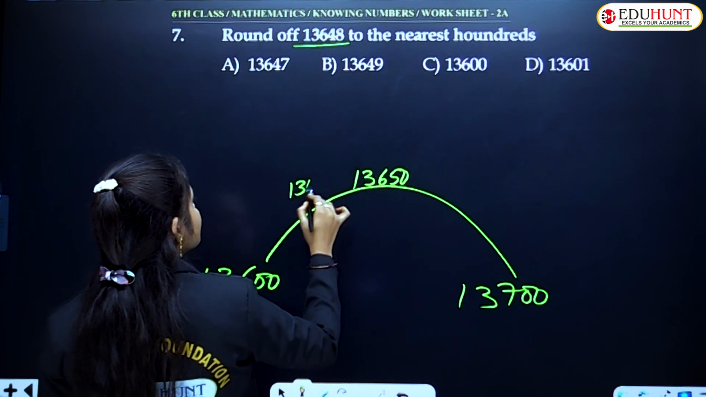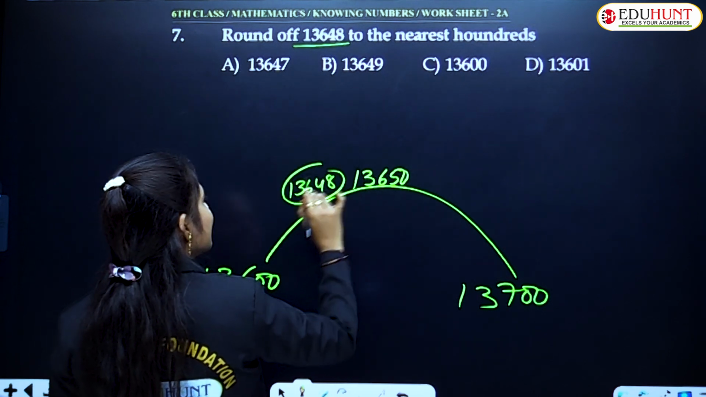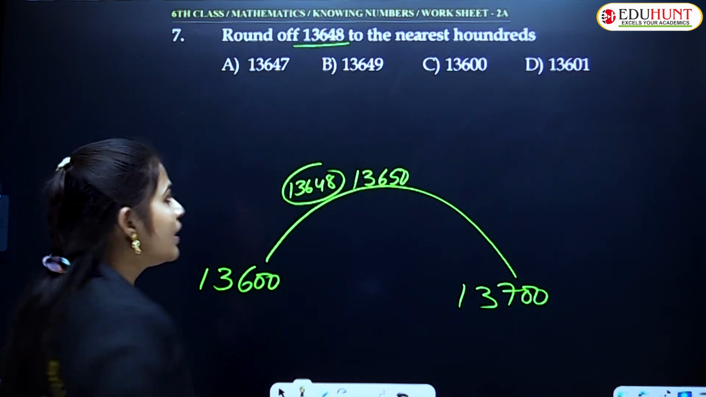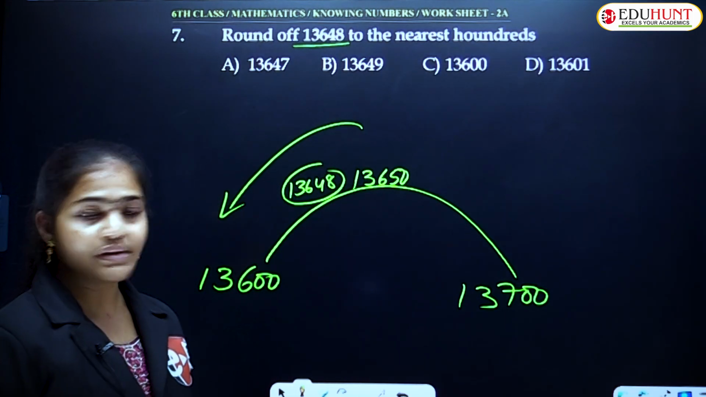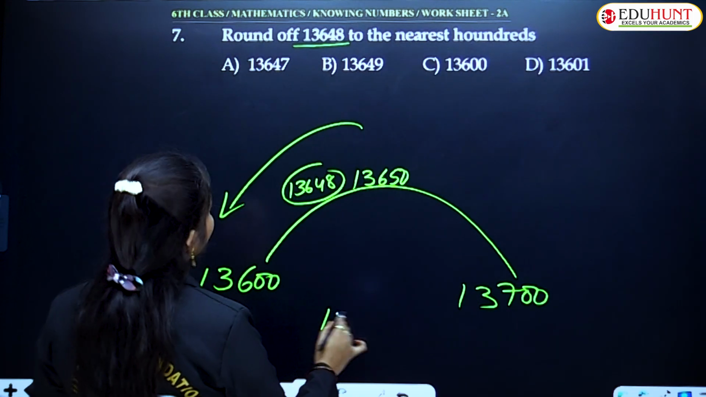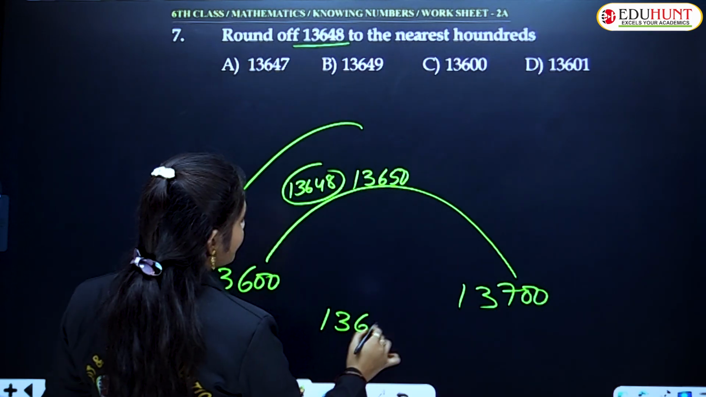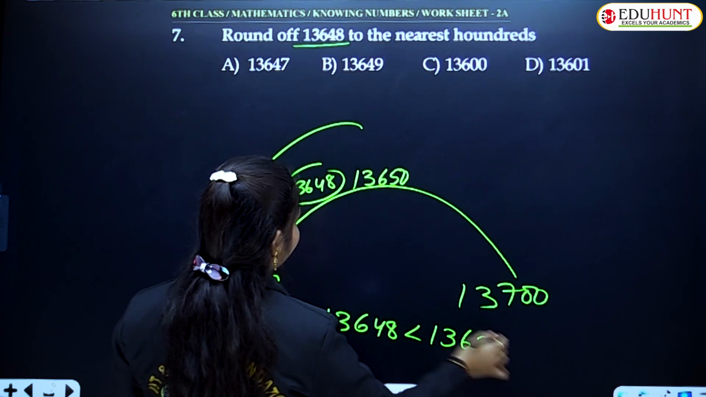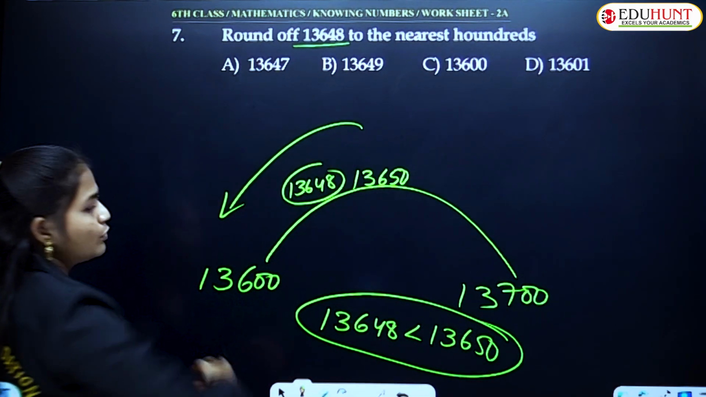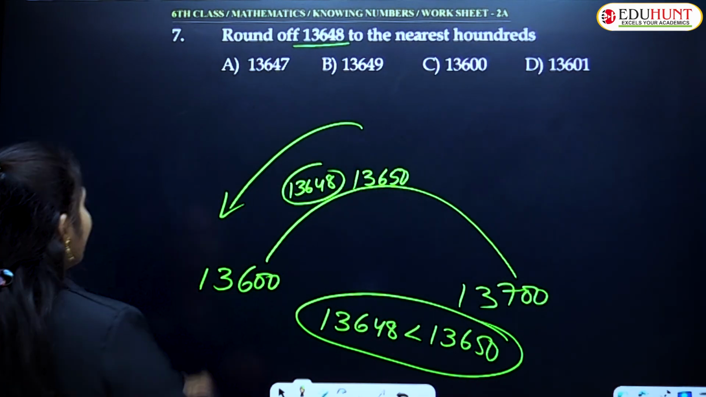So 13,648 is less than 13,650 only, no? That's why we have to move in the backward direction. Why? Because the given number, 13,648, is less than 13,650. That's why we have to come back in the backward direction.